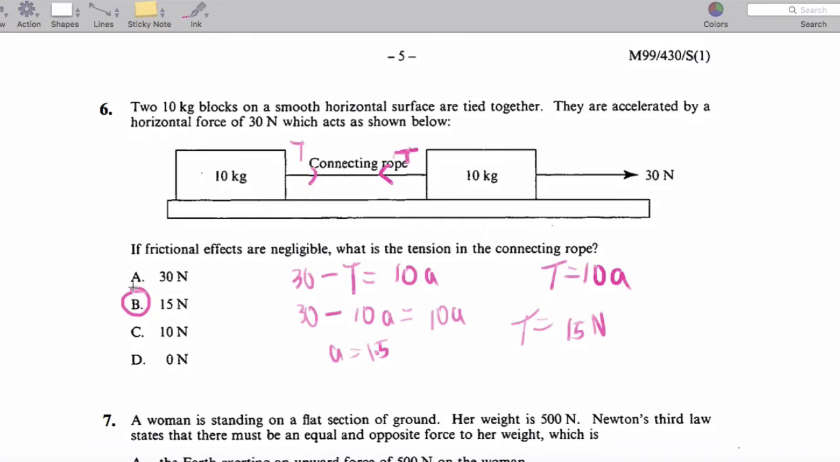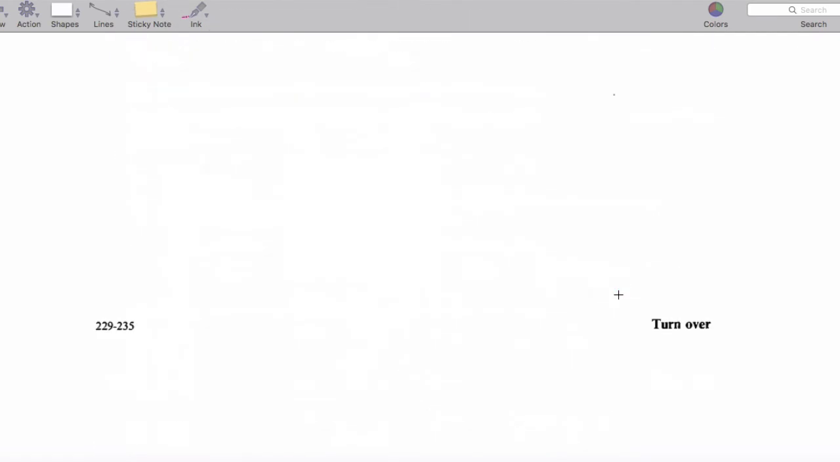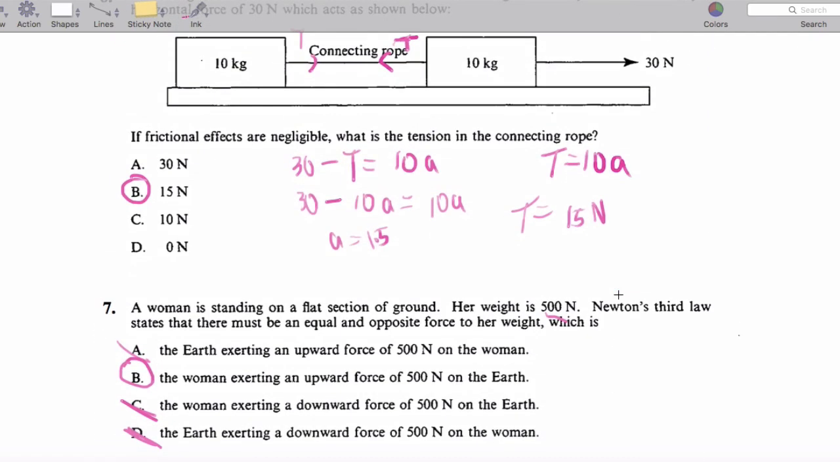So a woman is standing on a flat section of ground. This is her weight. Newton's third law, the equal and opposite force is not the earth exerting a force. It is not the woman exerting a downward force. It is the fact that the woman actually pulls the earth up with the invisible gravity pull that is equal and opposite to the invisible gravity pull that Earth puts on her. So that's our multiple choice section.